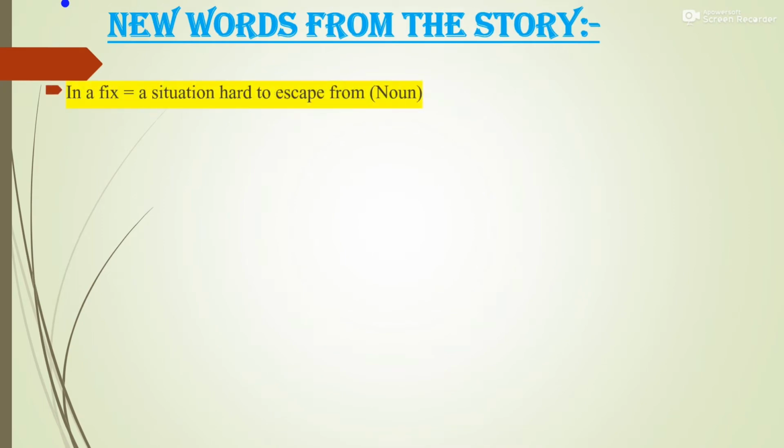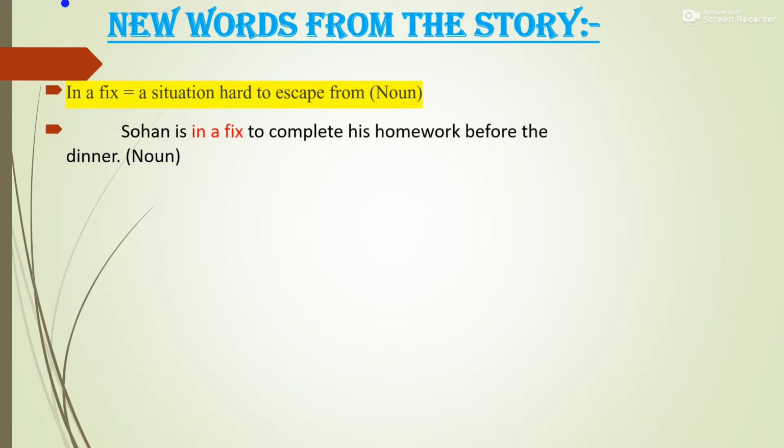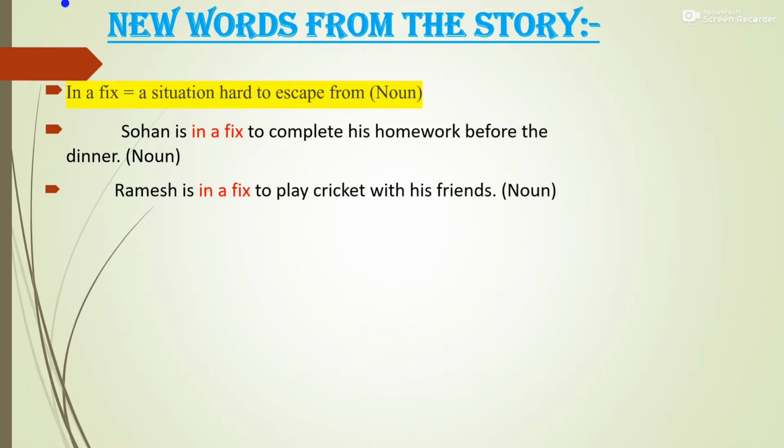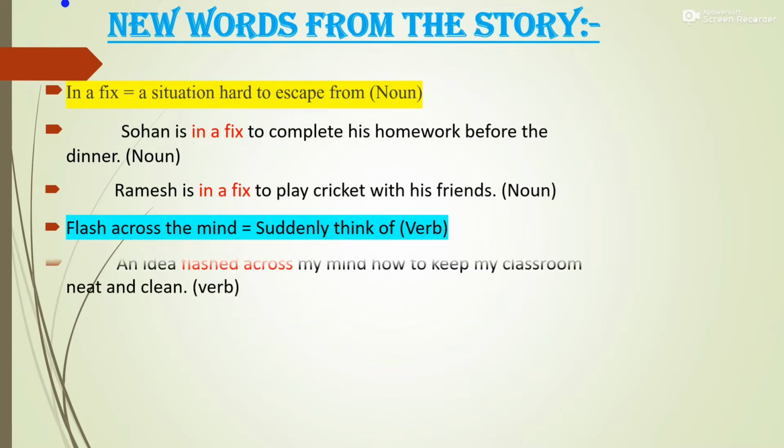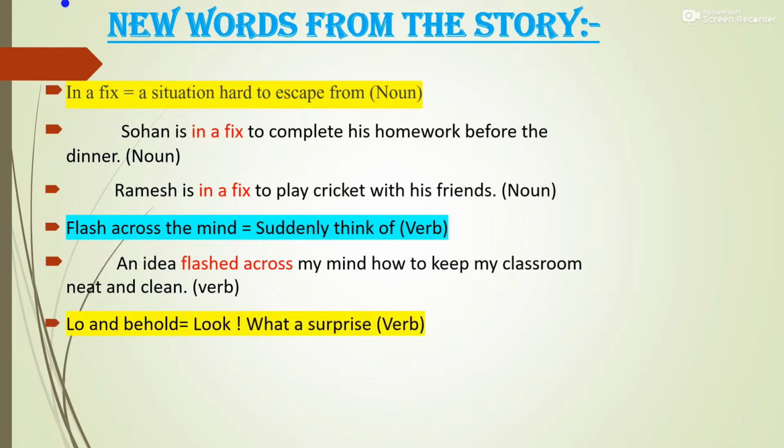First one is in a fix. In a fix means a situation hard to escape from. It is a noun. We can make a sentence: Sohon is in a fix to complete his homework before the dinner. Another sentence: Ramesh is in a fix to play cricket with his friends. Next word, flash across the mind. Flash across the mind means suddenly think of. It is a verb. An idea flashed across my mind how to keep my classroom neat and clean.